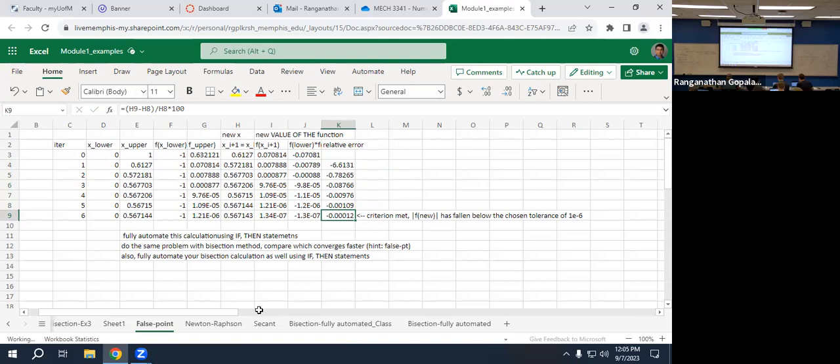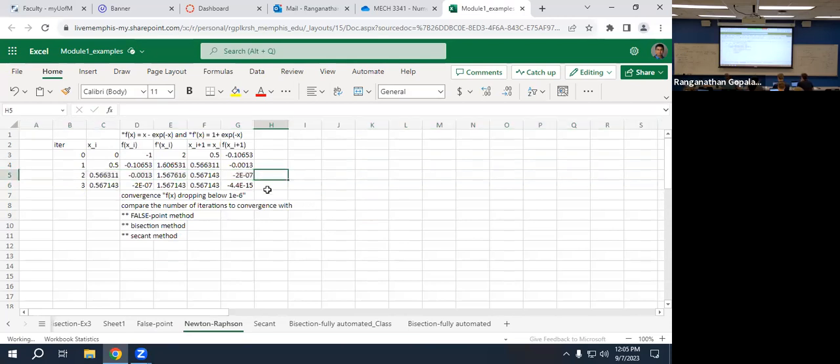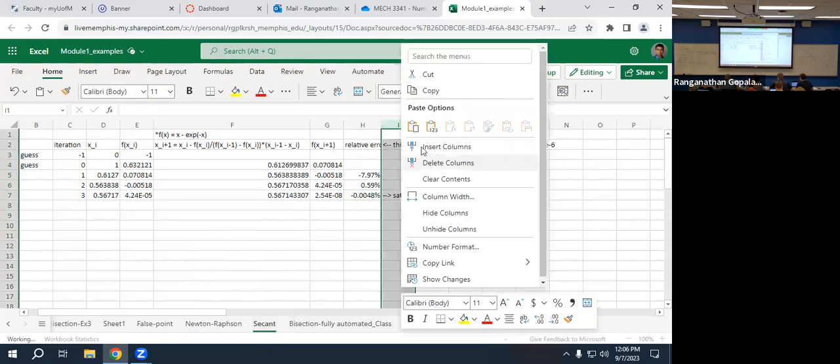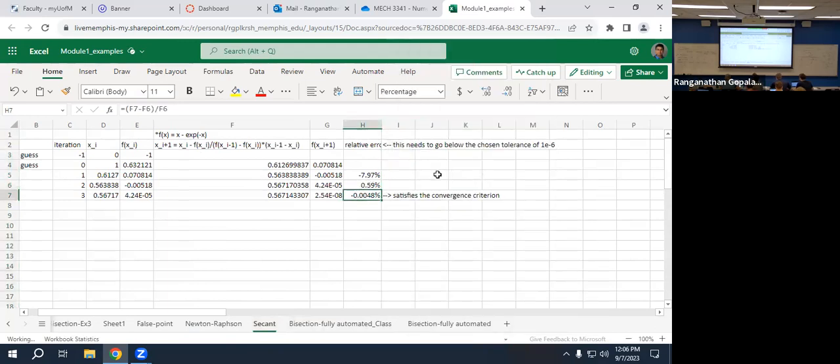Okay. Newton-Raphson, it converges in two iterations. So it's pretty simple. It's this minus the previous value divided by the previous value times 100. 0.1469%. And then what else? Secant. Yeah, we already did secant. 0.0048%.